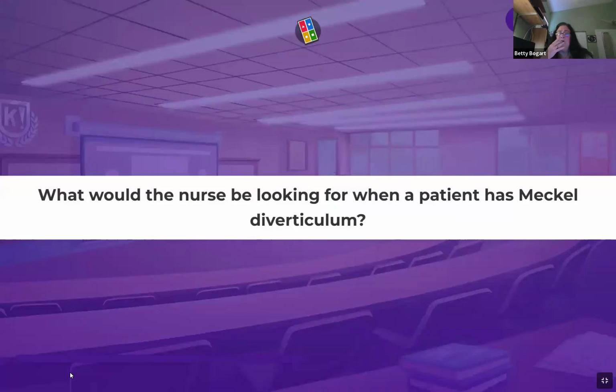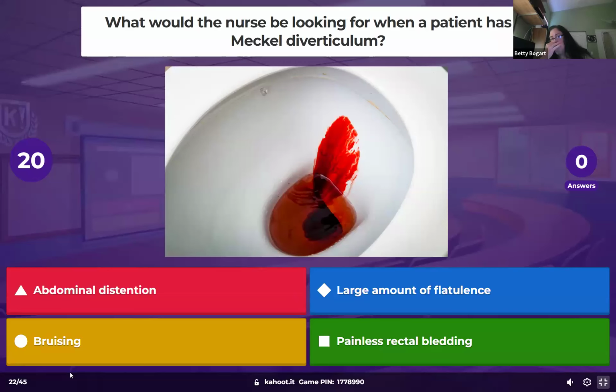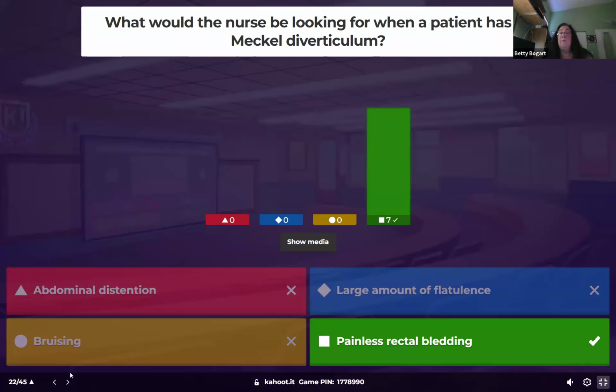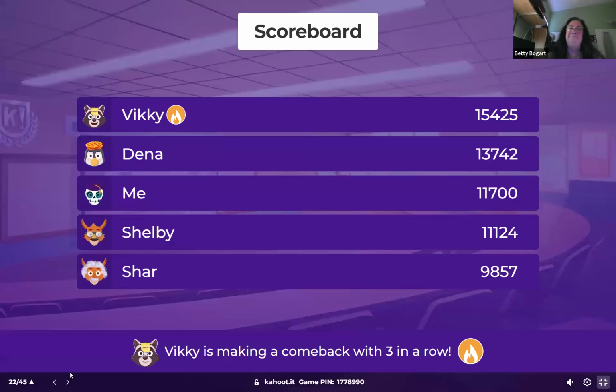What would the nurse be looking for when a patient has Meckel diverticulum? Remember, that's that little skin tab in the small intestines. And we know most of the absorption of nutrients is going to be occurring in that small intestines because that's where all those enzymes are secreted. And it's painless rectal bleeding. Oh, we got a bleeding.